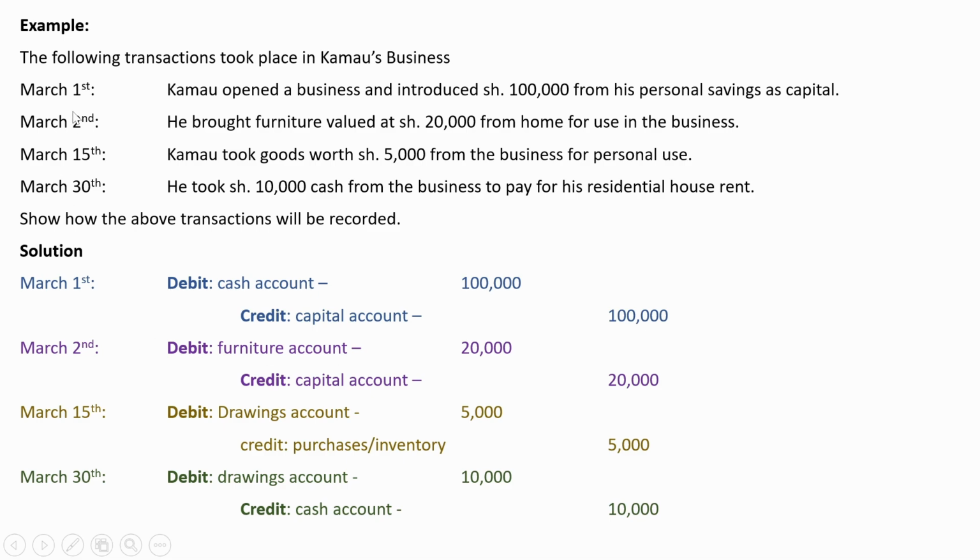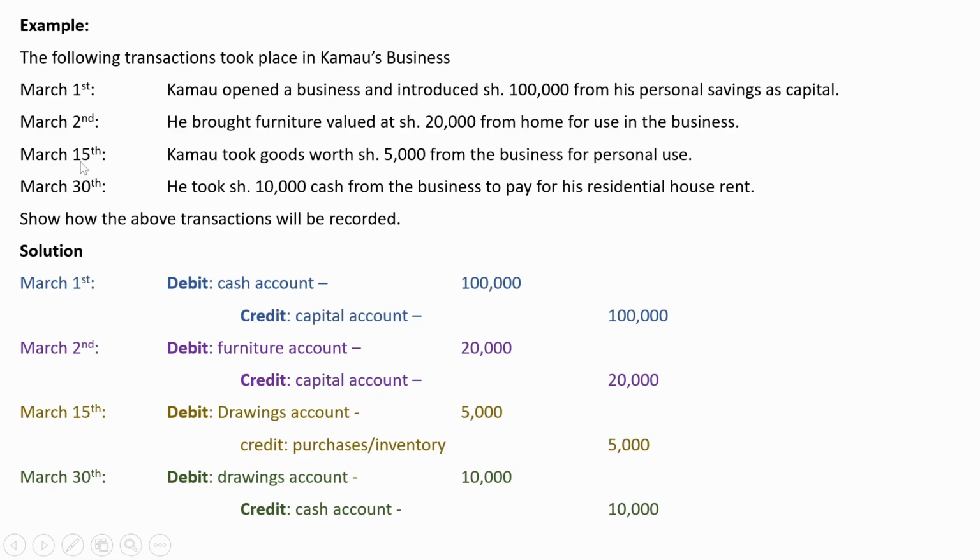Then we go to March 2nd. He brought furniture valued at 20,000 from home for use in the business. So in this case, assets have increased. That is, furniture has increased. And at the same time, capital has also increased. So we debit the asset. We call it furniture account. So we debit furniture account with 20,000. And because capital has also increased, we credit capital account with 20,000.